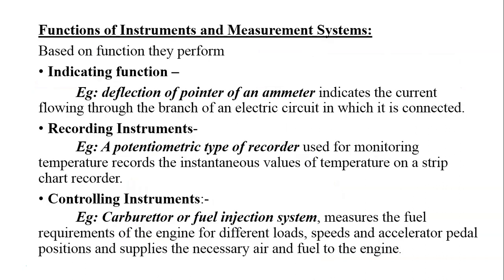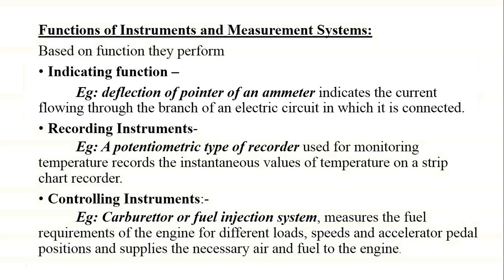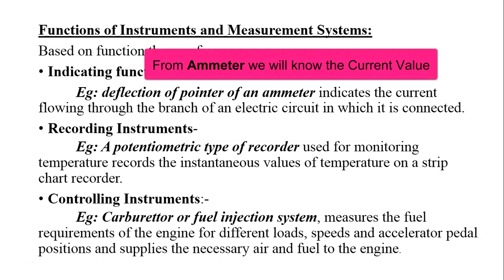The next classification is based on function. Based on function, there are three types: indicating function, recording function, and controlling function. For the indicating function, an example is the ammeter pointer deflection. There is a pointer deflection, and from that we know the unknown value. From the ammeter we know the current value by the pointer deflection.